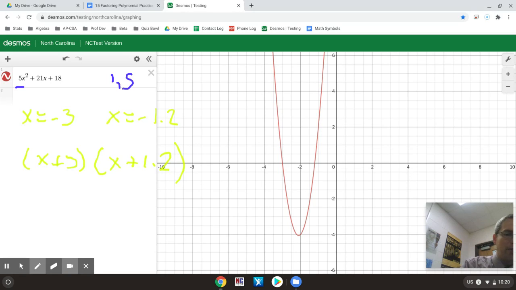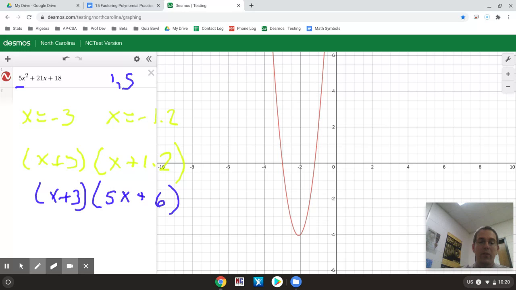If I multiply by 5, this second parenthesis will become a 5x, and then 1.2 times 5, you could reach for a calculator if you wanted to, but it would be a 6. And then I would have the x plus 3. And notice I got the exact same answer I did algebraically, although the parentheses are in opposite orders, by using Desmos. Let's go ahead and try another one of these.